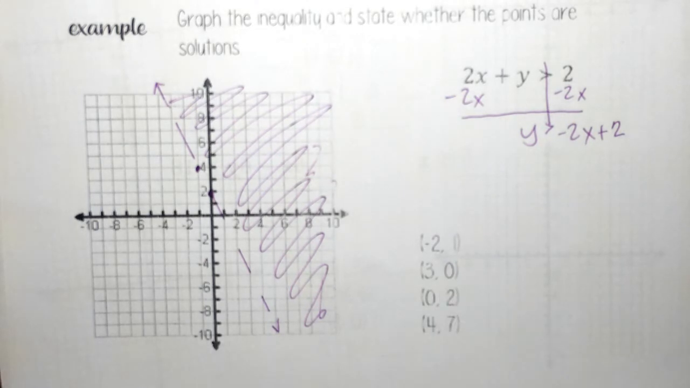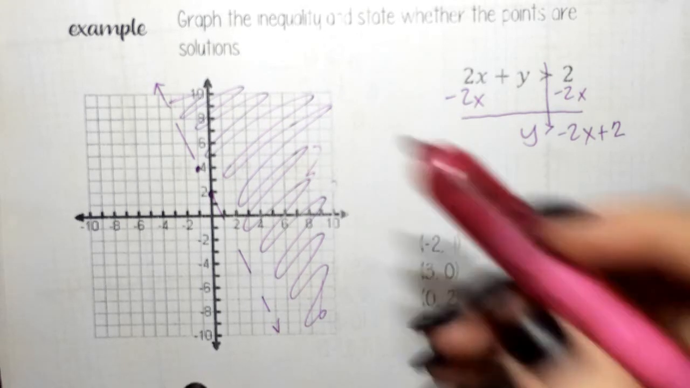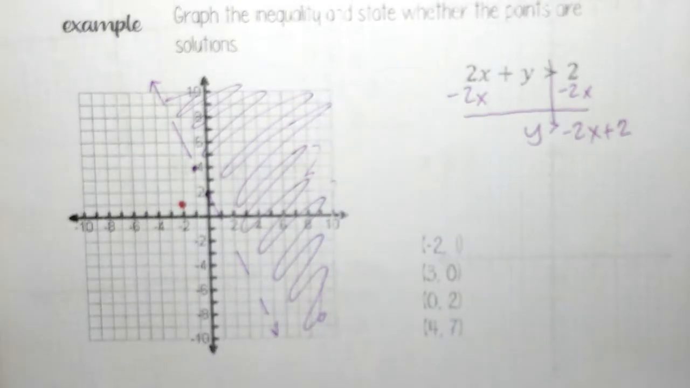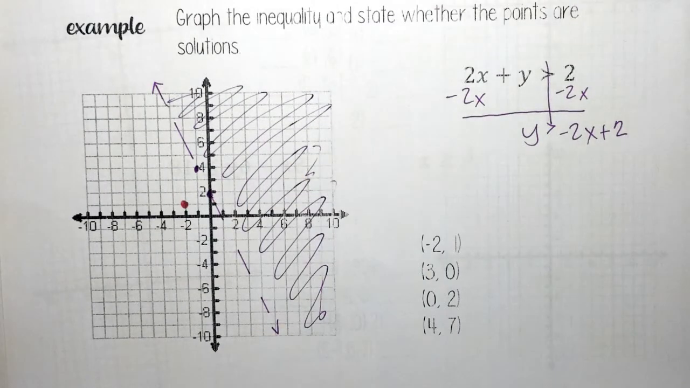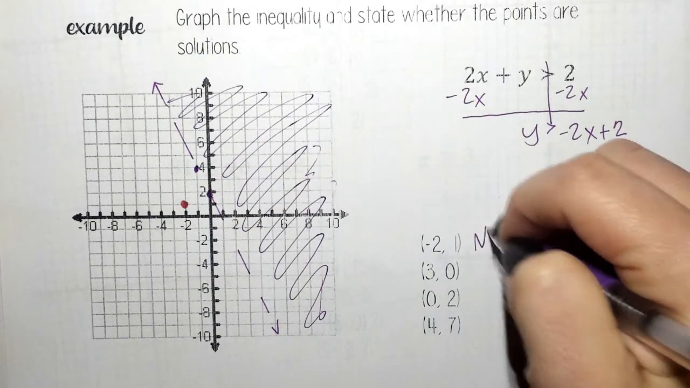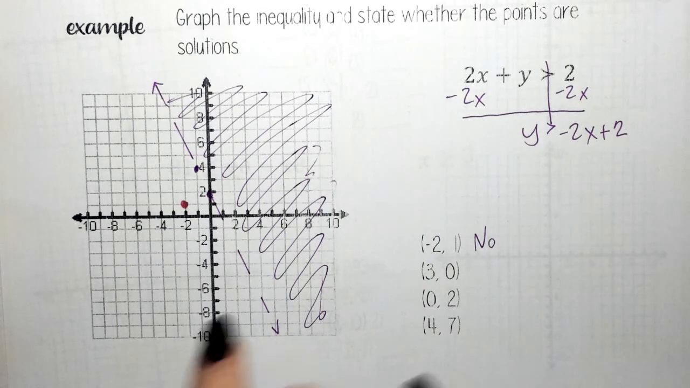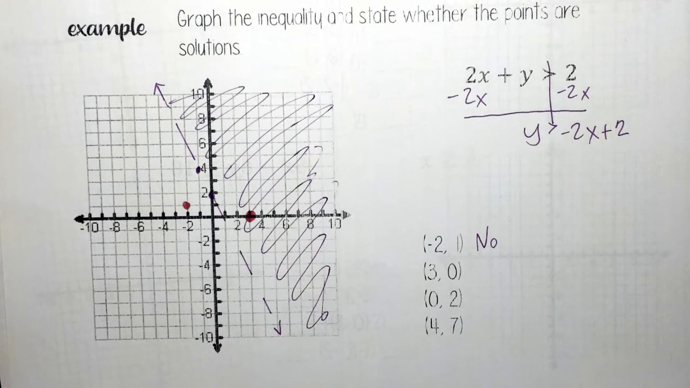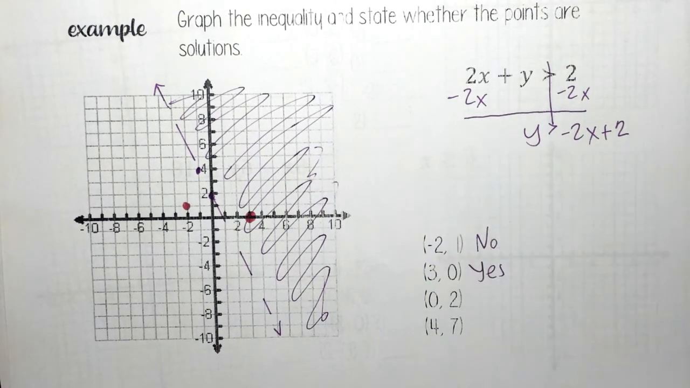We've got negative 2, 1, negative 2, positive 1. That point is right there. That is not in the shaded area, so it is not a solution. We've got positive 3, 0. That point is right there. That is in the shaded area, so that is a solution.